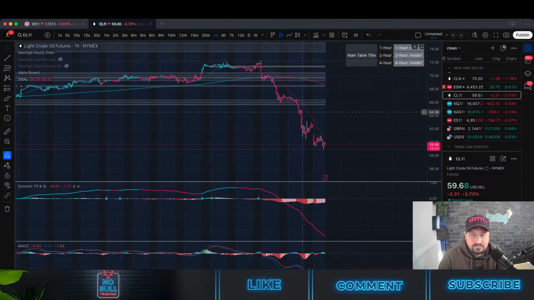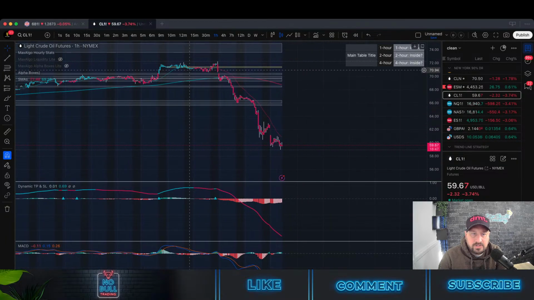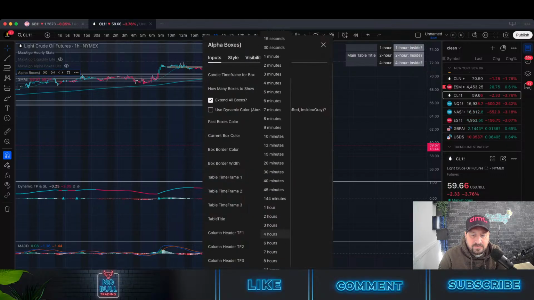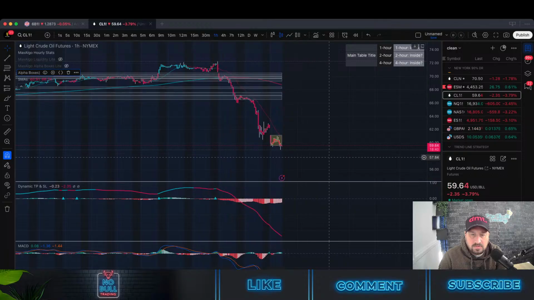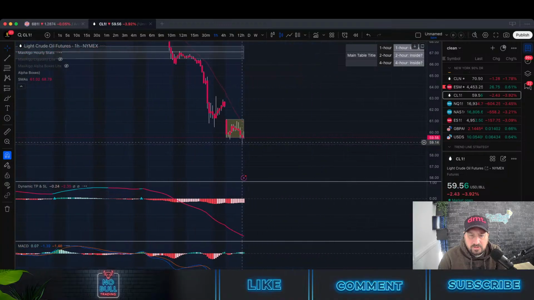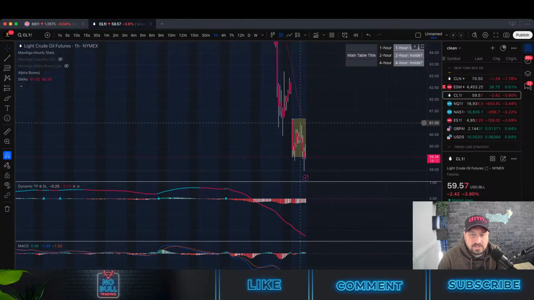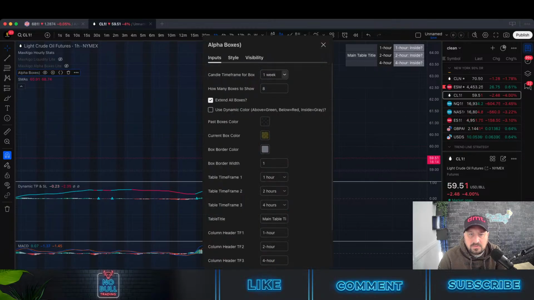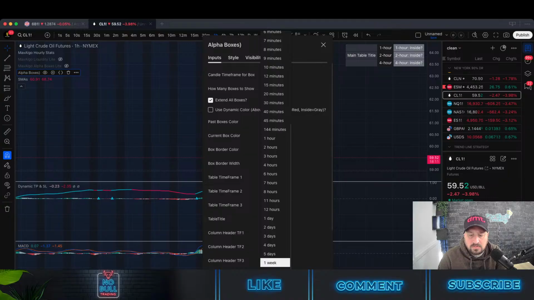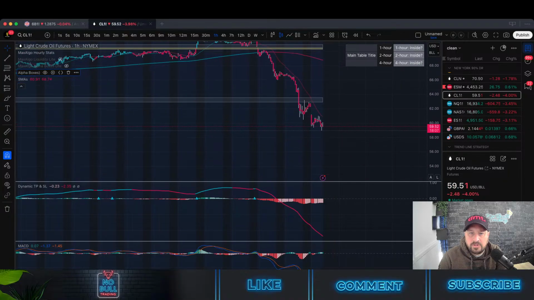CL has been very bearish. Let's have a look at the weekly. Yeah, so we've come below on the weekly. Already taken the lows. Closed outside. Didn't close below this level though. But yeah, still bearish on CL. So this is our yearly.